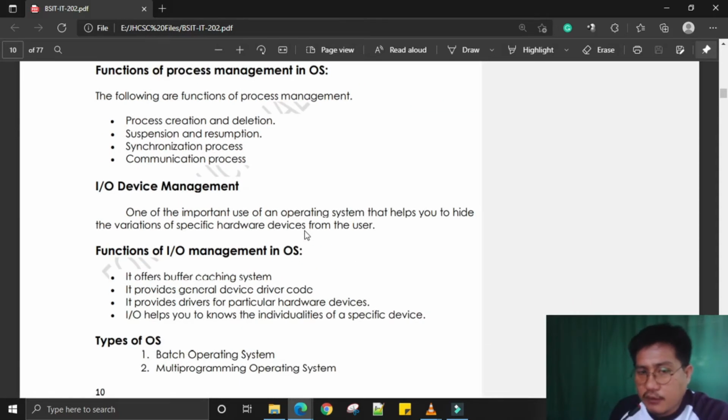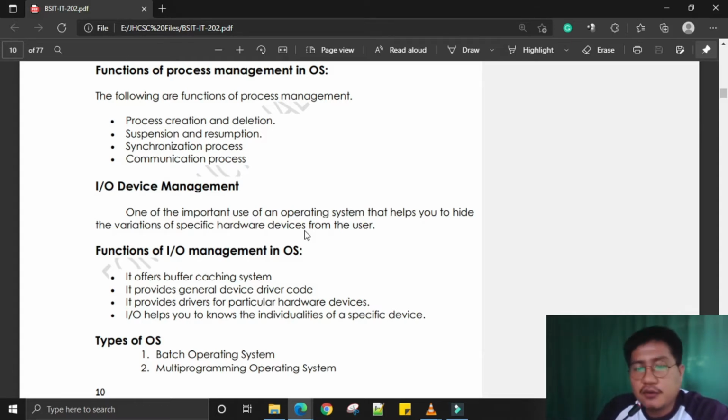Now, if we talk about I/O device management, this is one of the important uses of an operating system that helps you hide variations of specific hardware devices from the user. First, it offers a buffer caching system. It provides general device driver code. It provides drivers for particular hardware devices, and I/O helps you to know the individualities of specific devices.